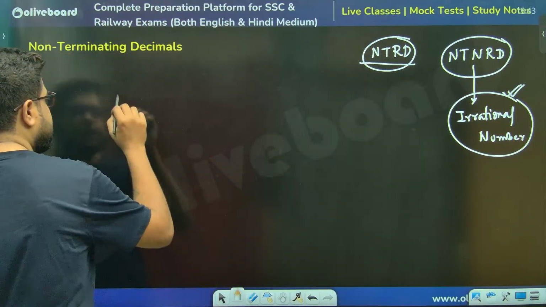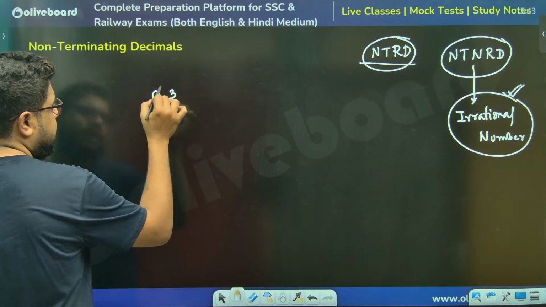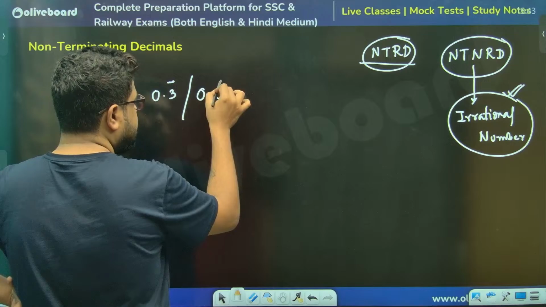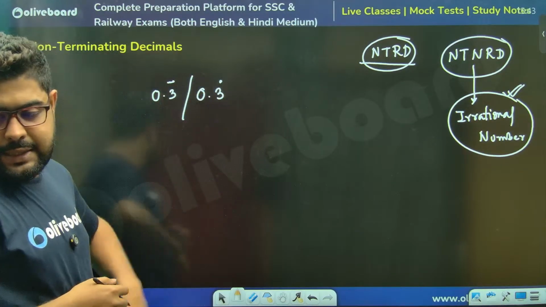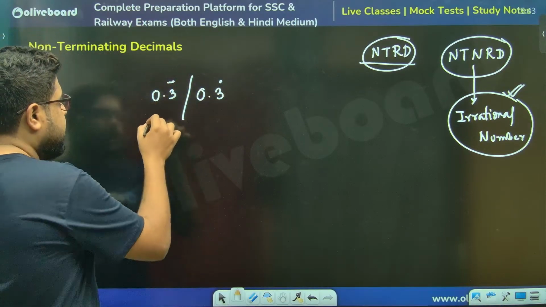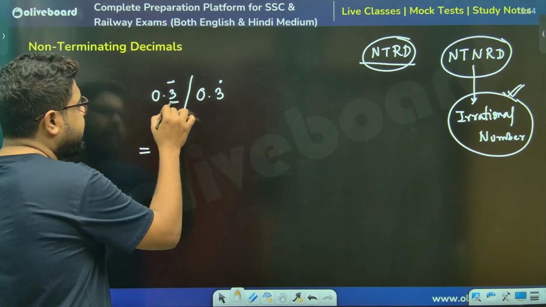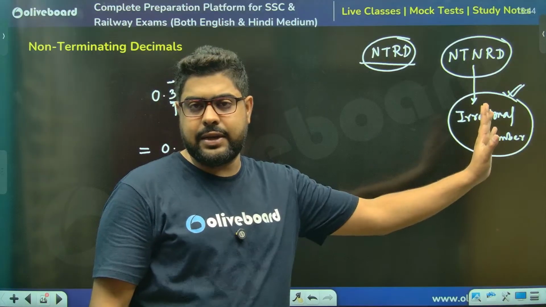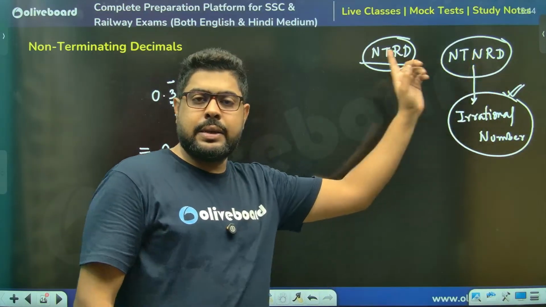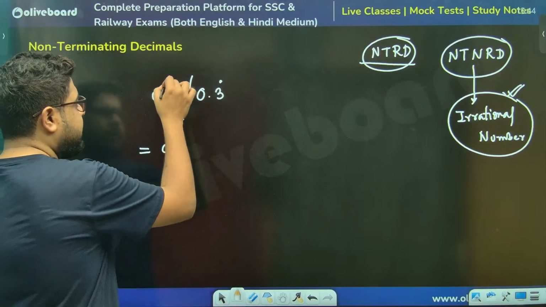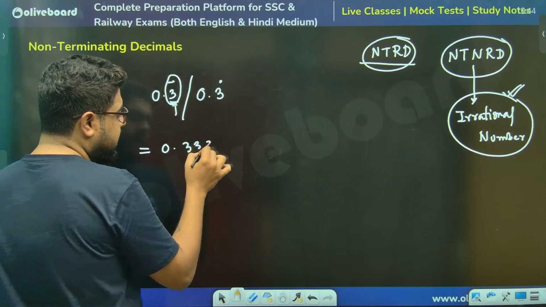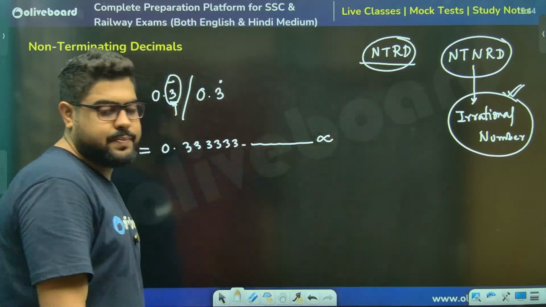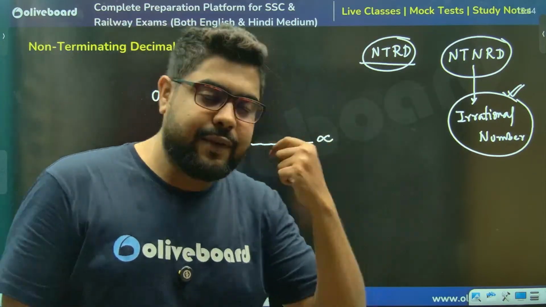Let's say 0.3 with a bar. Instead of a bar, you might get the question with a point. This means that 3 will get repeated: non-terminating, repeating decimals. It will not terminate. It will continue till infinite, but it will repeat. What repeats? Whatever is under the bar. So 3, 3, 3, 3, 3, 3, 3, going on till infinite.